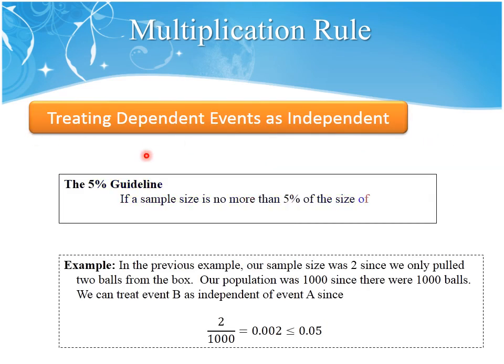Treating dependent events as independent, we have a 5% guideline. If the sample size is no more than 5% of the size of the population, we can treat the selections as being independent. So as in the previous example, our sample size was 2 since we were only pulling 2 balls from the box, and our population was 1,000 since there were 1,000 balls in the box. We can treat the event B as independent of event A since 2 out of 1,000 is 0.002, which is certainly less than 0.05 or 5%.